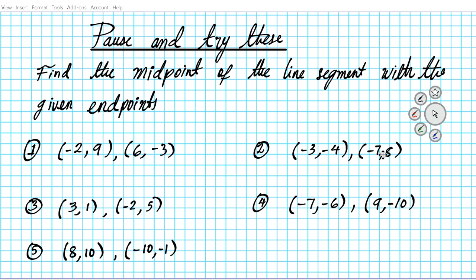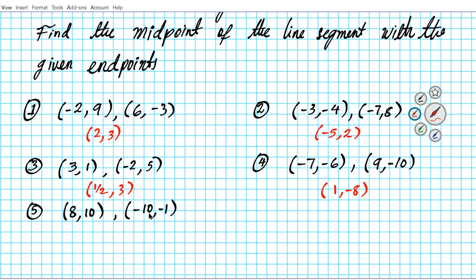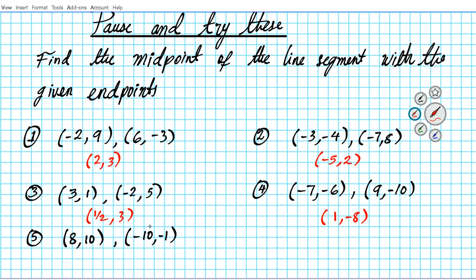Alrighty, welcome back. So hopefully you had a chance to try the problems. Let's take a look at what the answers are. For the first one, the midpoint is 2, 3. For the second one, the midpoint is negative 5, 2. For the third one, the midpoint is 1/2, 3. For the fourth one, the midpoint is 1, negative 8. And for the final one, number 5, the midpoint is negative 1, 4.5.